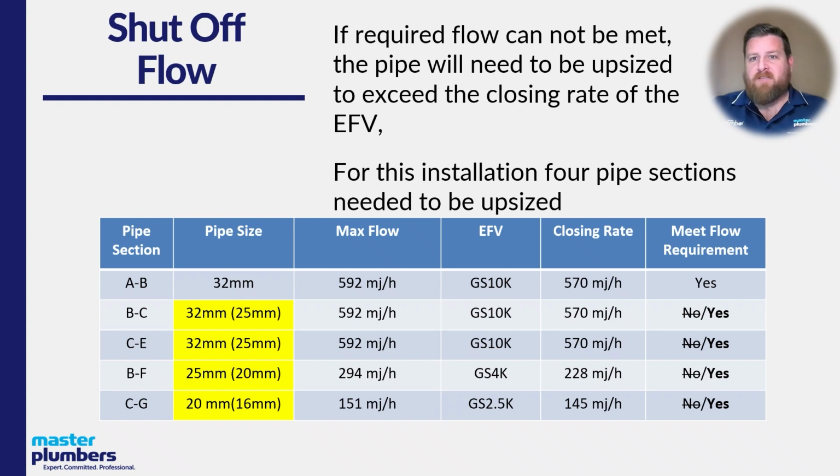B to F, previously 20, is now a 25 mil line. That now has a max flow of 294 meg, exceeding the 228 that's required for the 4 cubic metre valve. And pipe section C to G, previously 16, is now a 20 mil line that has a new maximum flow rate of 151, and the 2.5 that was on that required 145. So we now know that the valves are going to isolate because the gas lines themselves physically have enough capacity that if they were burnt through, there will be enough volume for those valves to trigger.